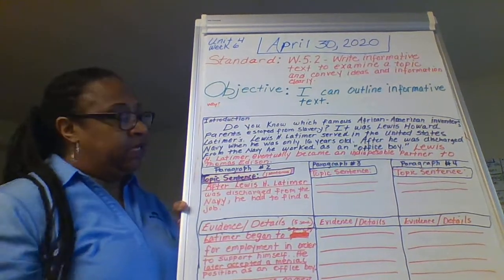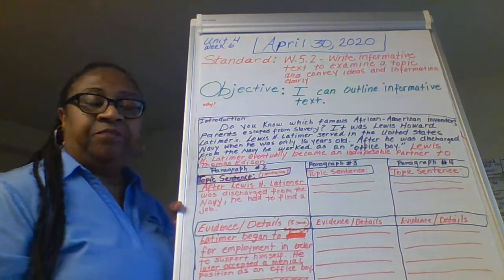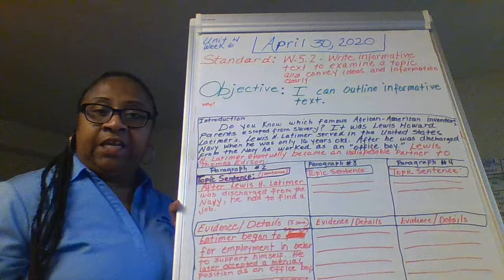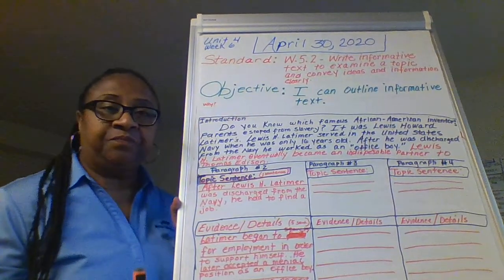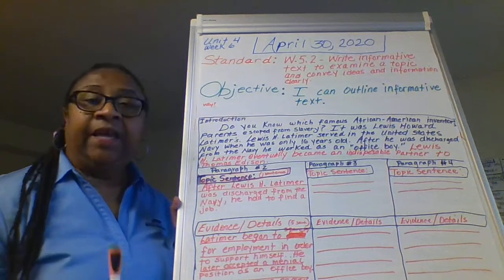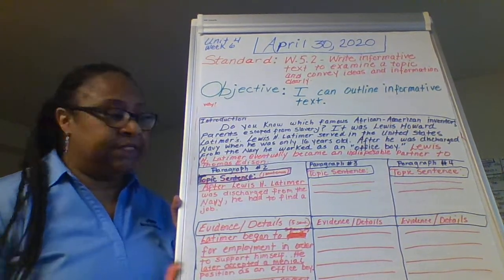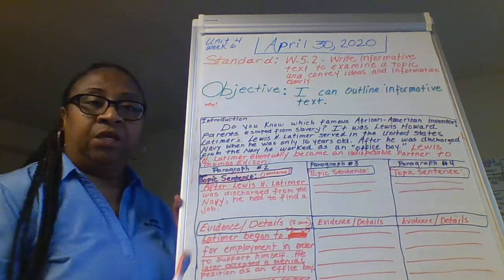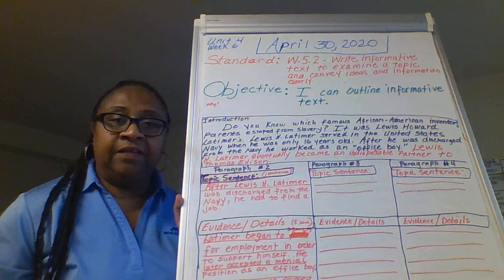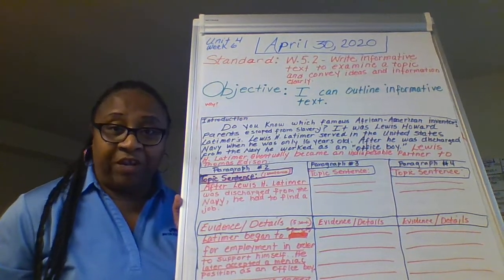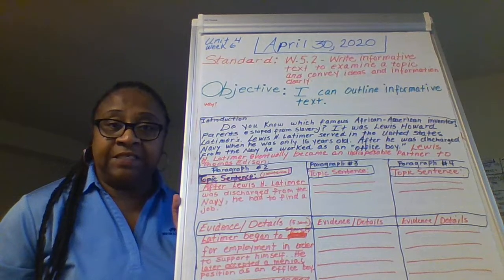Okay? Now let's look at my second paragraph here. We know that the first sentence in every paragraph is called a what? That's right, a topic sentence. Okay? Now, what is a topic sentence? Who can tell me what a topic sentence is? Let's hear from Jamari. Jamari, can you tell the class what a topic sentence is?